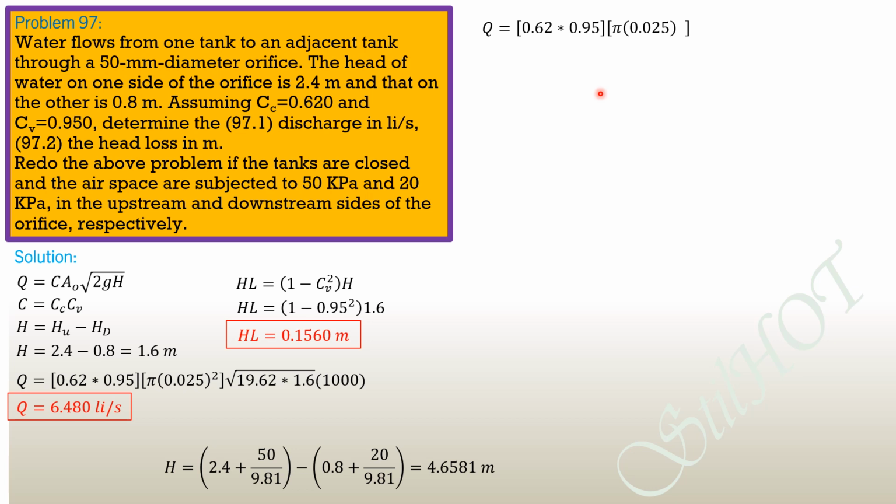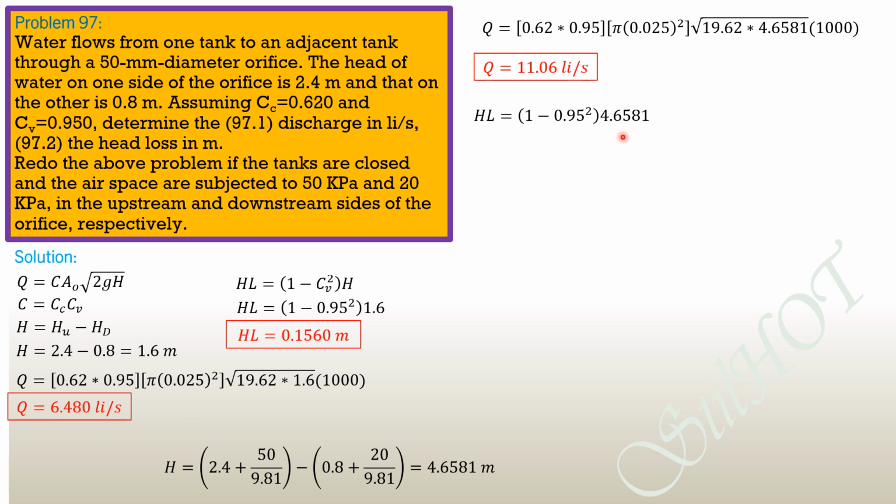So Q is equal to 11.06 liters per second. Then for the head loss, it is quantity 1 minus 0.95 squared times 4.6581. So head loss is equal to 0.4542 meter. So that's it for this problem.